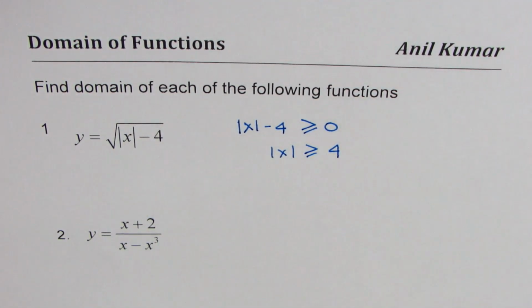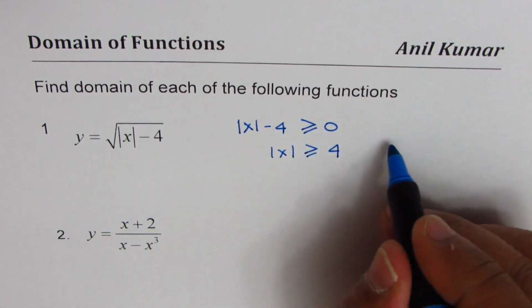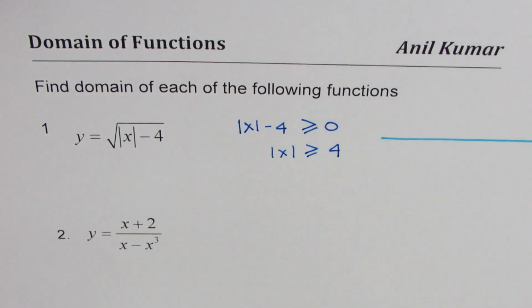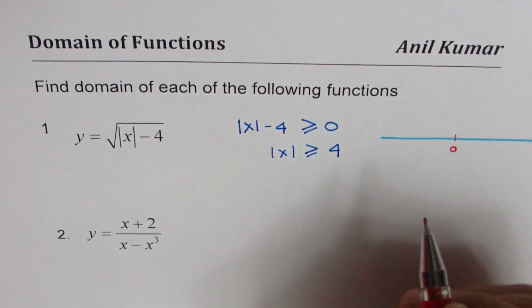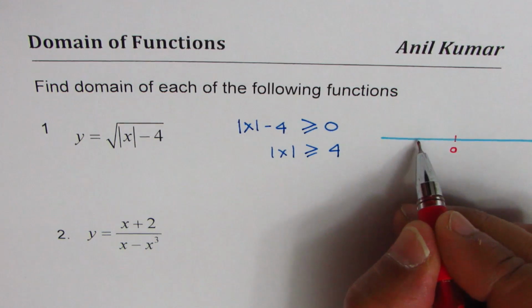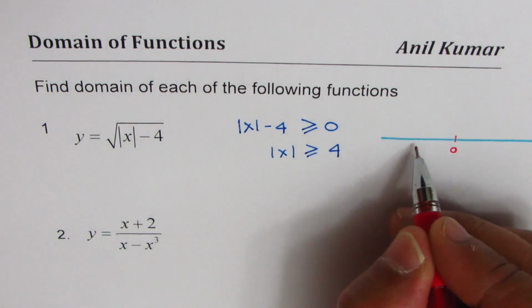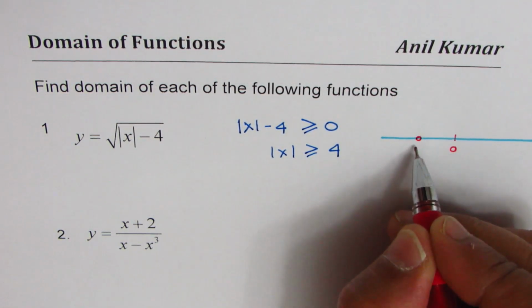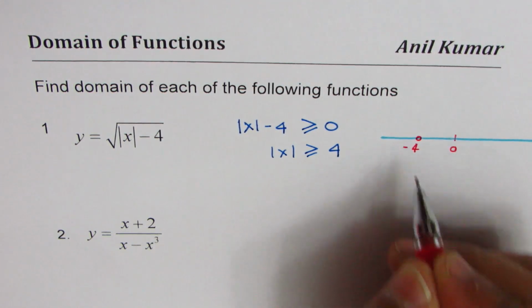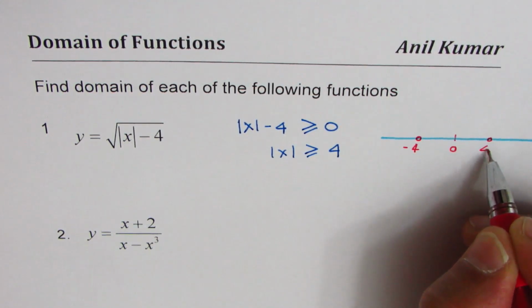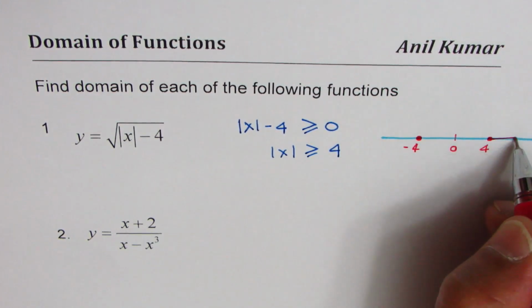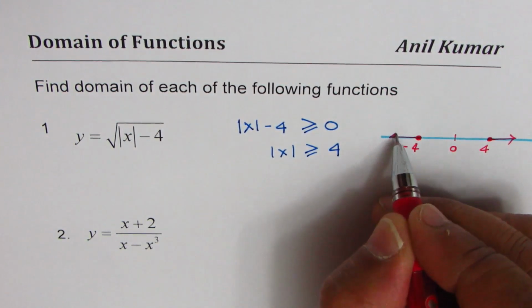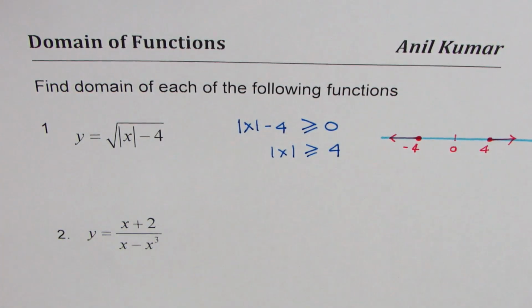Therefore, you can get the domain as, let me show it on a number line also. It really means that on a number line, this is 0 for us, then absolute x greater than or equal to 4 means this is minus 4 and this is plus 4. Then greater than or equal to means filled up, like this. Do you see that? So that becomes the domain of the function.